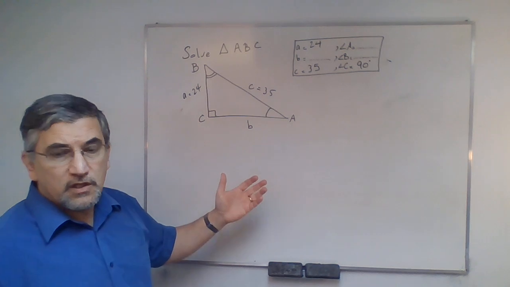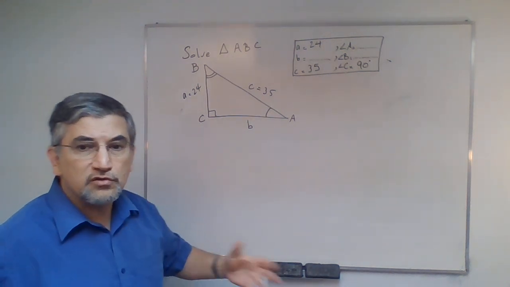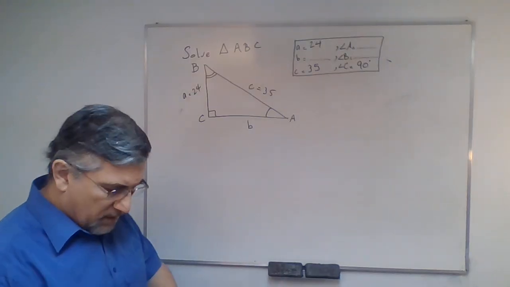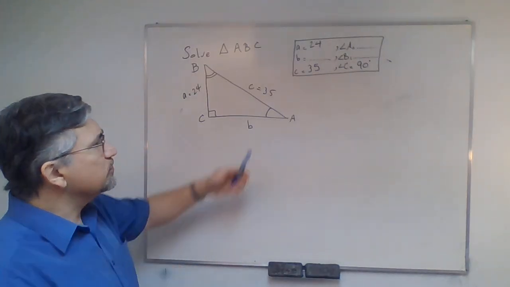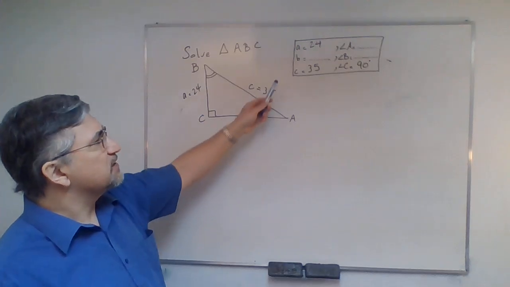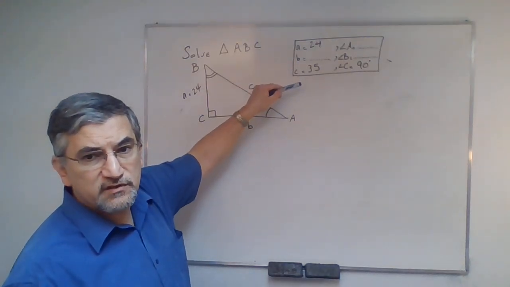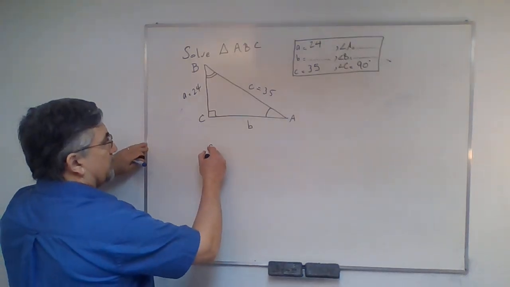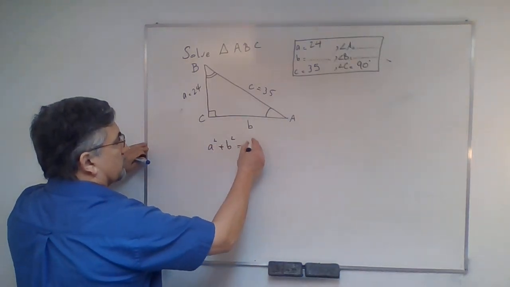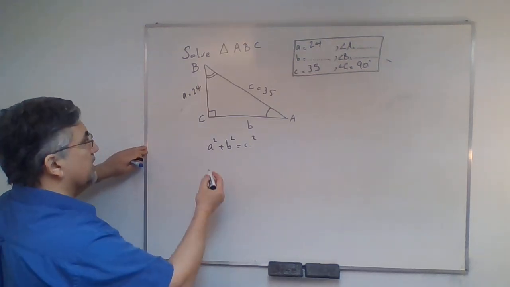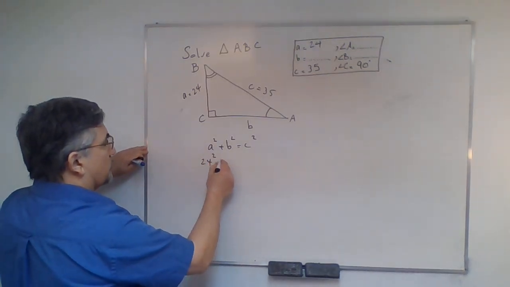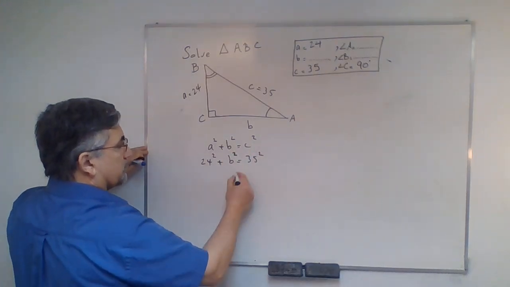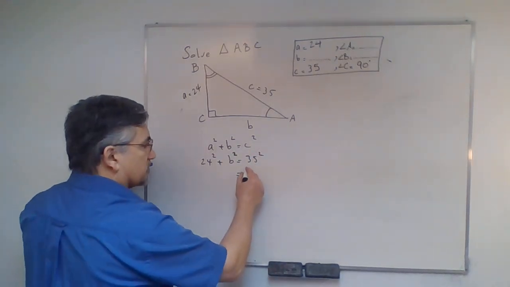There are different ways of doing this, but the tools we have are very simple. One tool is SOHCAHTOA, the other one is the Pythagorean theorem. I'm going to look at the given information. When two sides out of three are given, the third one can be found using the Pythagorean theorem. So I say a squared plus b squared equals c squared. That's the Pythagorean theorem. And a is 24, b I don't know, and c is 35 squared. 35 squared is 1,225.